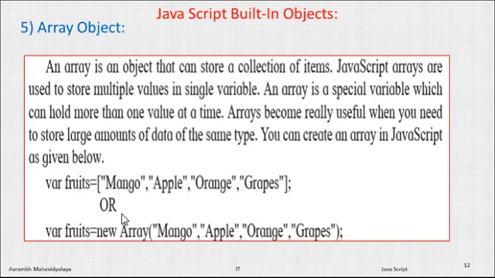Or another method to define the array is var fruits equal to new Array mango, apple, orange and grapes. Remember, here we are using square brackets, and when we are using new Array, then we have to use round brackets. Here you can understand that an array is nothing but a collection of many items of the similar type.